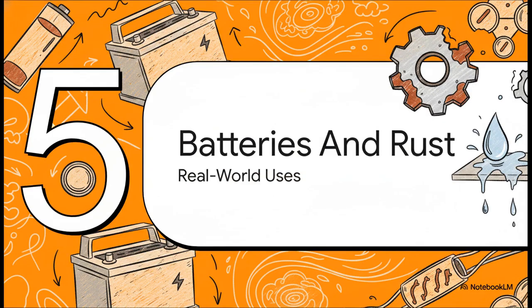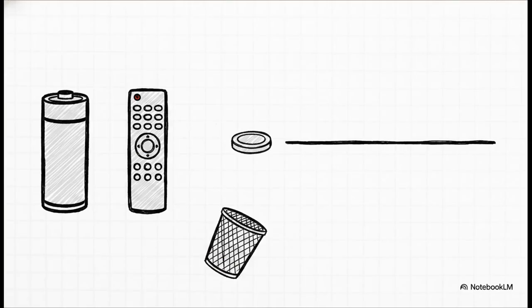Which brings us to Section 5, Batteries and Rust. Let's look at real-world electrochemistry. First up, primary commercial cells. These are the spontaneous batteries you use once and then toss. The classic dry cell, using a zinc anode, yields about 1.5 volts and powers everyday things like your TV remote.